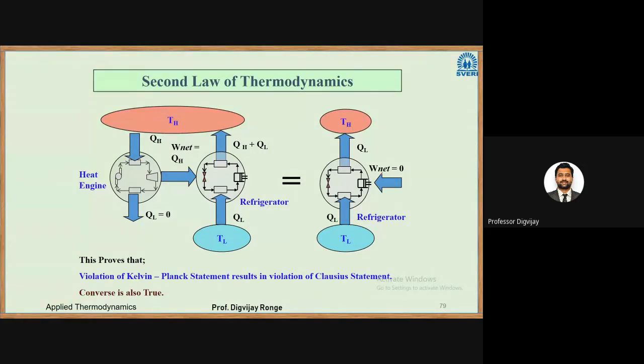If any heat engine violates the Kelvin Planck statement, and if I use the same heat engine as a refrigerator by changing the directions, that refrigerator is also not possible to construct. So it shows that violation of Kelvin Planck statement results in violation of Clausius statement. The converse is also true. If a refrigerator is violating the Clausius statement, and if I convert that refrigerator into a heat engine, that heat engine will also violate the Kelvin Planck statement.